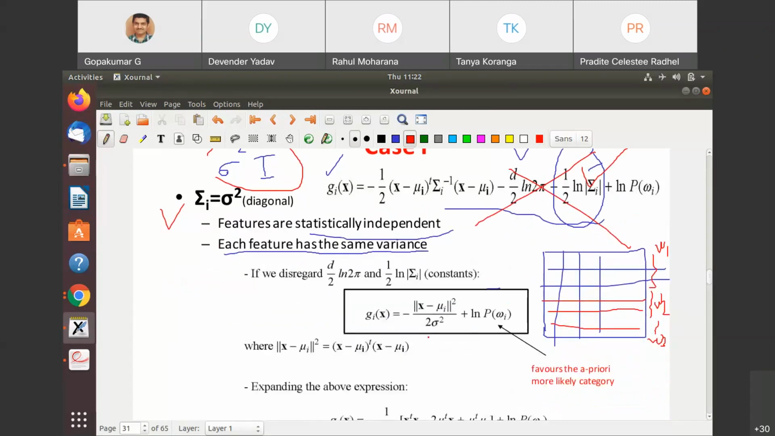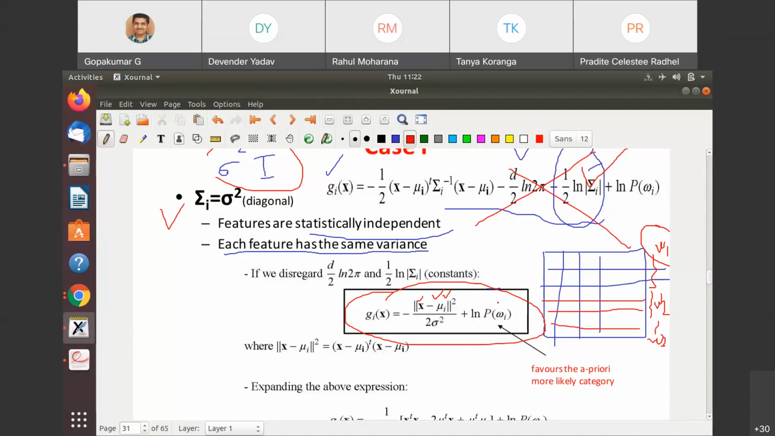Now we will get an equation of this kind. This is the Euclidean norm of x minus mu_i, because x is a vector of d dimension, and mu_i is also a vector of d dimension. So when we consider g1 of x, we consider only those rows corresponding to w1 in the given data set, and correspondingly we find the mean vector, etc.